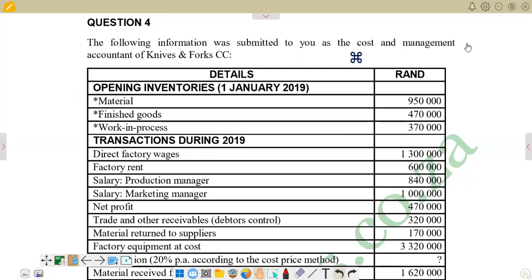In this video, I want to talk about a question on the calculation of cost of sales after preparation of production cost statements. So we are going to look at question 4 of the question paper of June 2021. So this is a question. If the following information was submitted to you as the cost and management accountant of Knives and Fox CC, then we are given a list of balances.